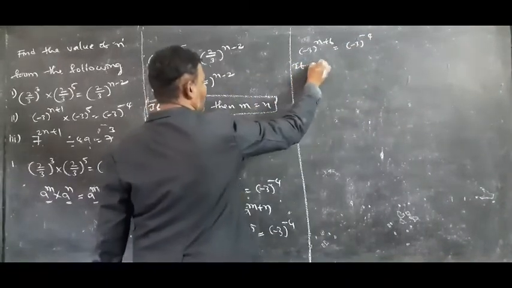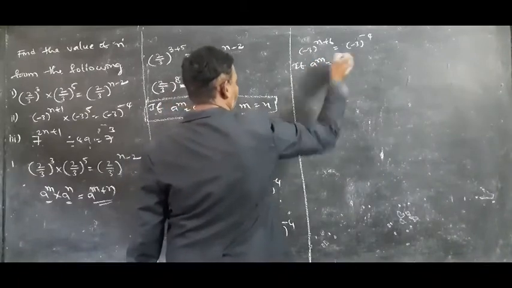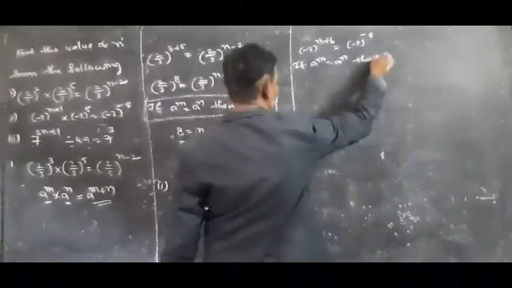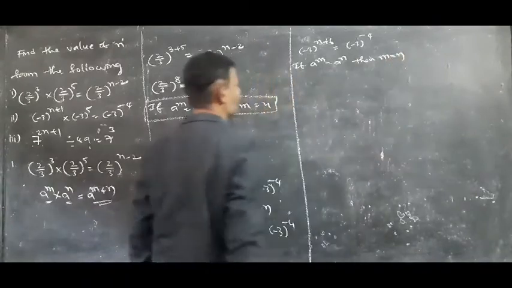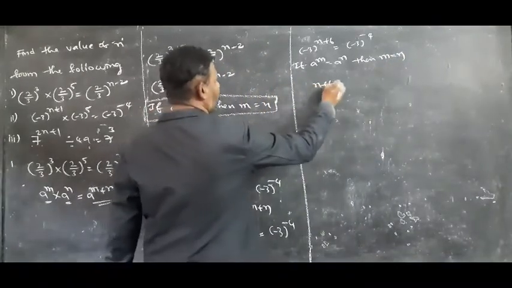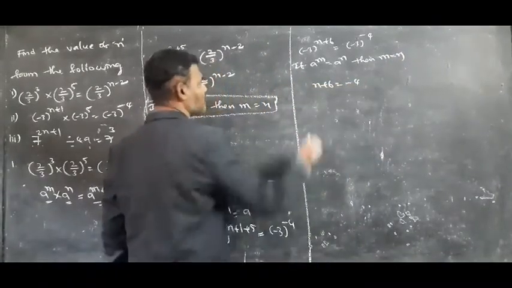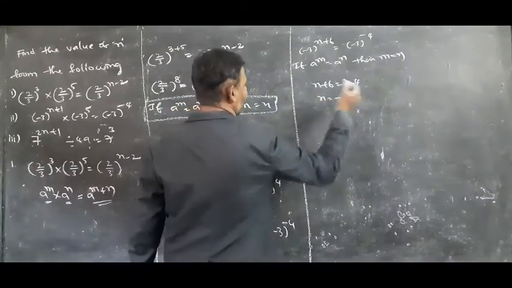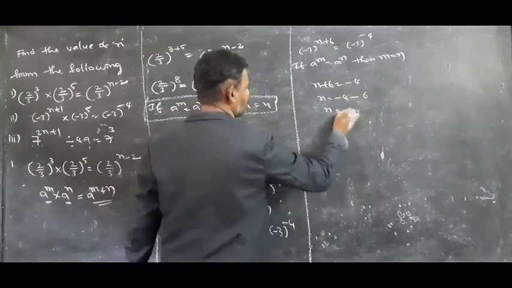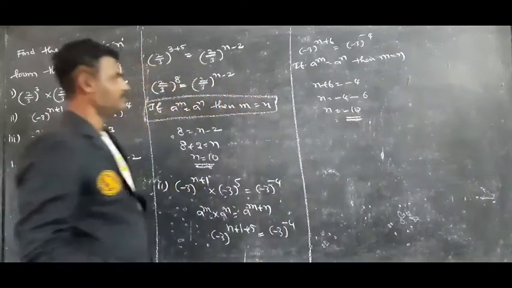If a power m is equal to a power n, then we can say m is equal to n. It means n plus 6 is equal to minus 4. Then n is equal to minus 4 minus 6. n is equal to minus 10.